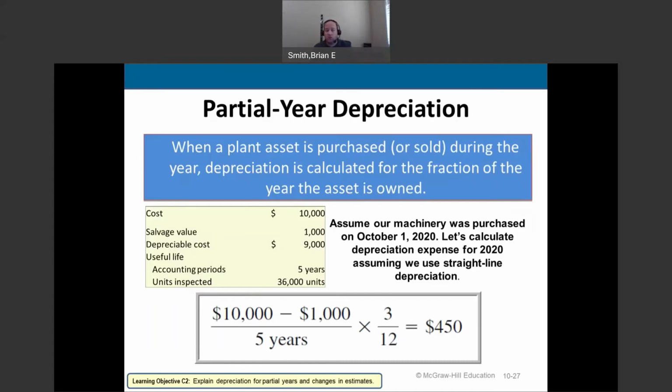So it doesn't matter if it's October or November or April or February. You can do this math. Just change that numerator there on the yearly amount.